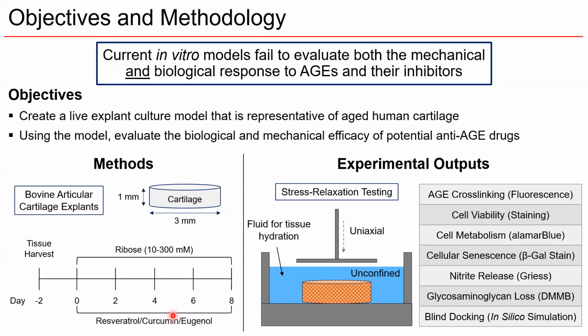Following culture, we subjected explants to uniaxial, unconfined, stress relaxation testing for extraction of their mechanical properties. Explants were also assayed for AGE cross-linking, cell viability, metabolism, senescence, nitrite release, and glycosaminoglycan, or GAG, loss.